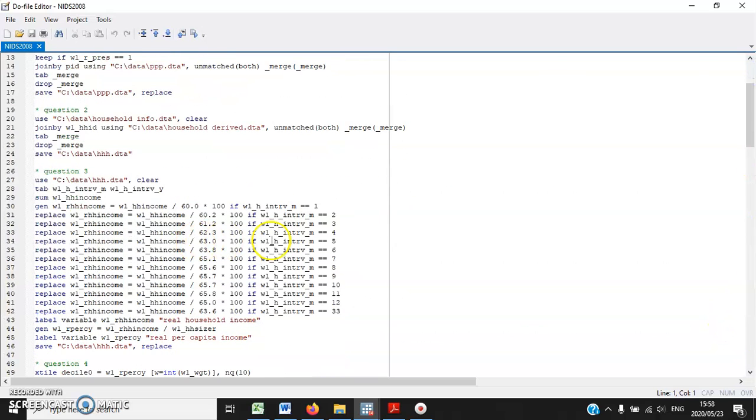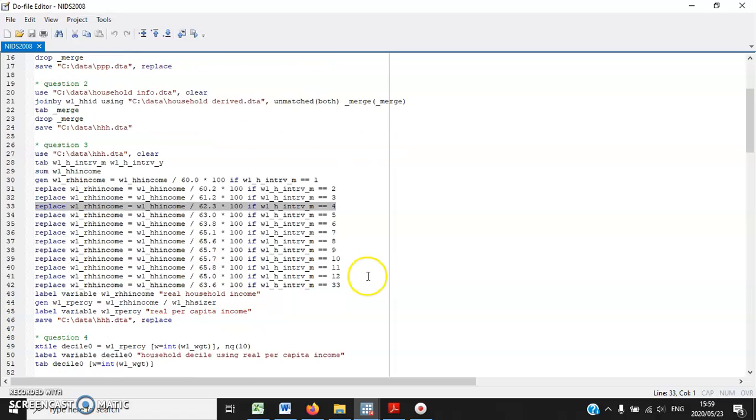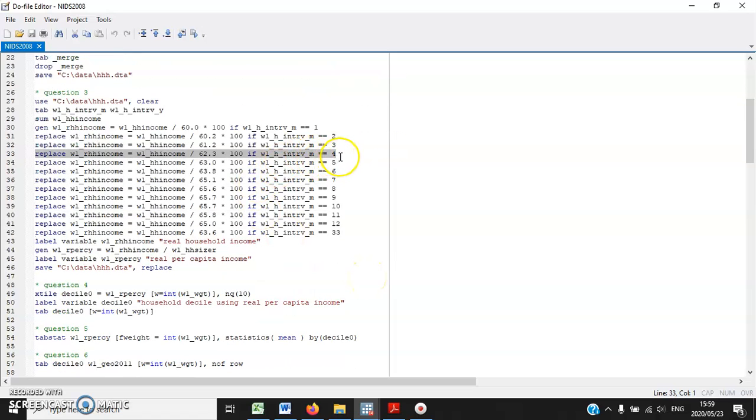Okay, so this is where we stop. We derive the real household income at line number 33. We derive the real household income for April. And then I think we can run these commands from 34 to 42. So this is the real household income for May using the May CPI, June, July, up to December, and then 33. Remember, there are 7 people that we don't really know the interview month, and I mentioned earlier that I would use the annual 2008 CPI of 63.6.